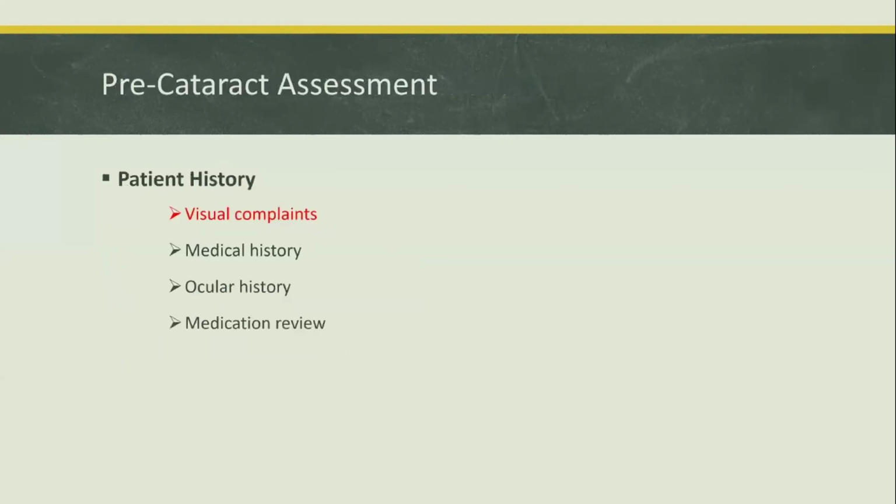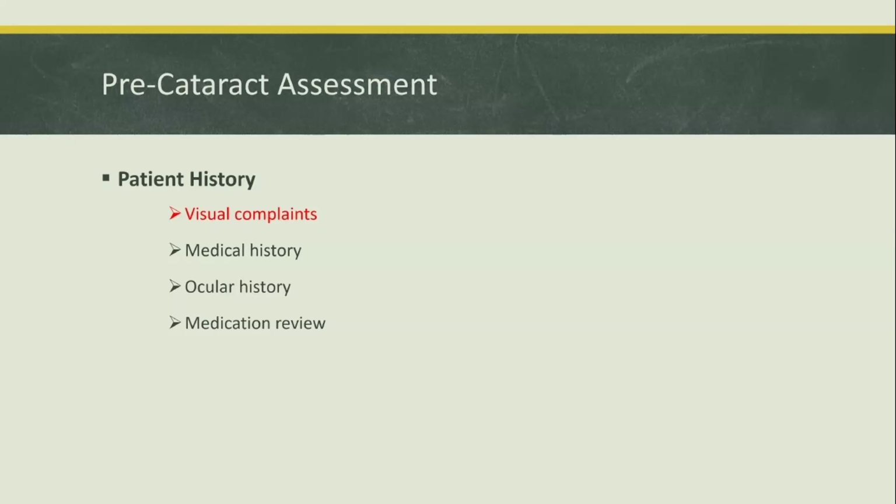So what is the pre-cataract assessment? What do we do? In the history, for the patient's visual complaints, ask what the patient's primary visual concern is. How is the vision affecting the daily activities? Is the vision blurry or cloudy, or do they have difficulty reading fine print like newspapers or medical prescriptions?